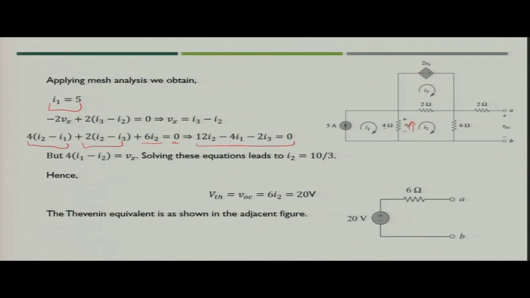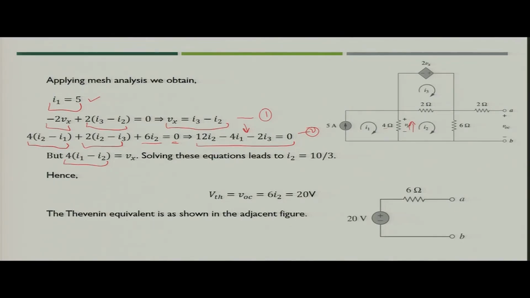What will you get? You will get minus 2 Vx plus 2 times I3 minus I2 equal to 0. So Vx is nothing but I3 minus I2. Now we know what is the value of I1? I1 is nothing but 5 ampere. You can simply put the value of I1 in this equation, and you know that we have these two equations, and also we know from the dependency, because this is the constraint value, that variable Vx is nothing but 4 times I1 minus I2.